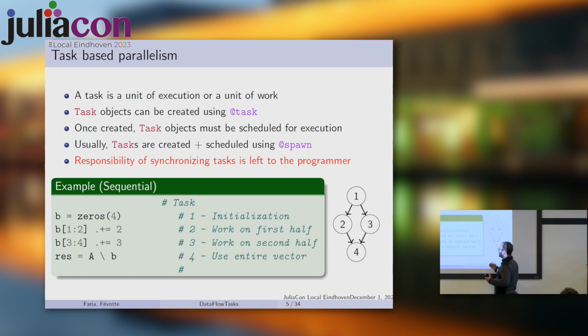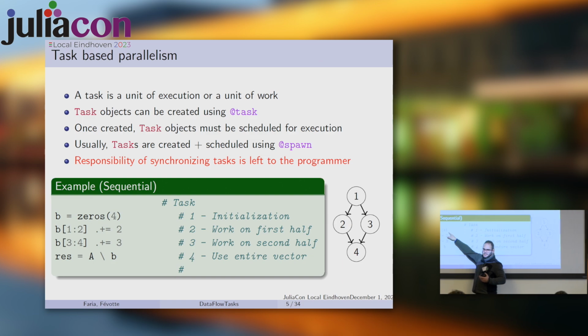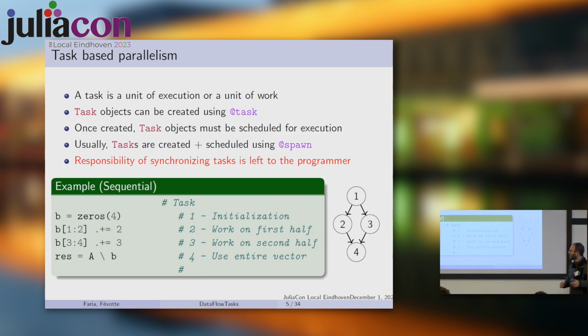You have to tell Julia that these two tasks, because they work on data that's been initialized in the first task, you have to wait for the first task to finish before you can start tasks 2 and 3. And you have to wait for task 4. For task 4 to start, you have to wait for these two tasks. Okay? So that's what you need to do if you want to use tasks, and that's what DataFlowTasks helps you do.